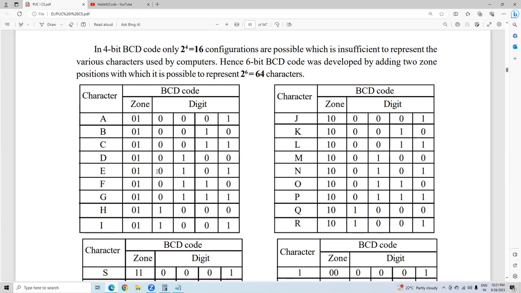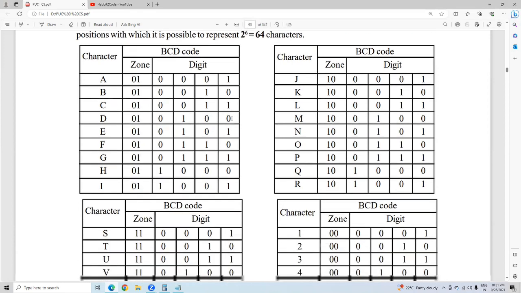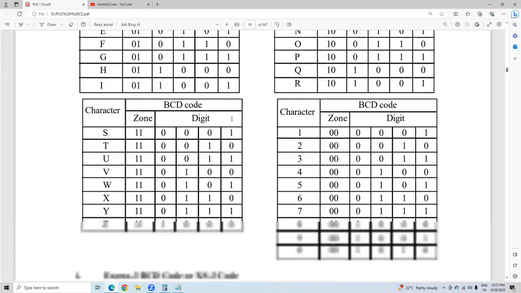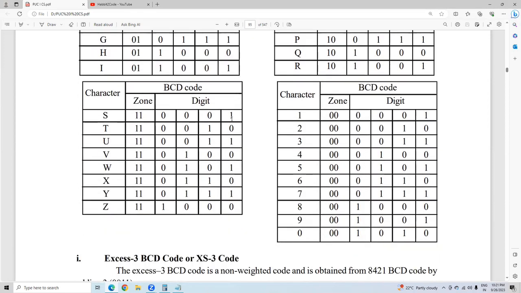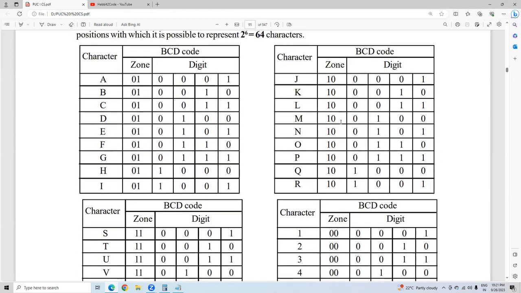So these are the characters, these are the zones, and these are the digits, right? For all 26 letters and numbers, they have given a 6-digit representation. The 4-digit representation is done by BCD code, and in the zone you have to add the code, right?